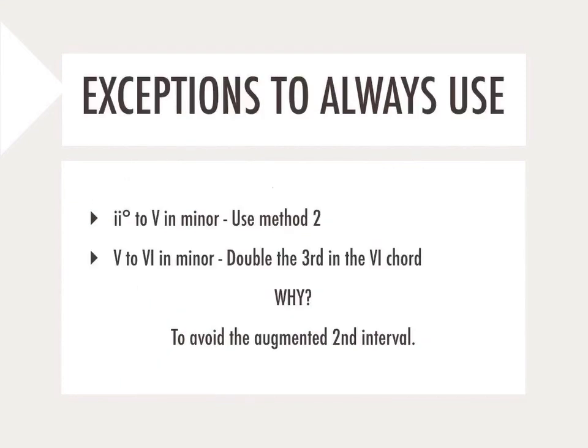Remember, there are 2 exceptions you must use in the minor key. When 2 goes to 5 in the minor key, use method 2. Method 2 is the method where you go in the direction of the fifth. In the progression 5 to 6 in minor, you must double the third in the sixth chord. And why do we use these two exceptions? To avoid the augmented second interval.